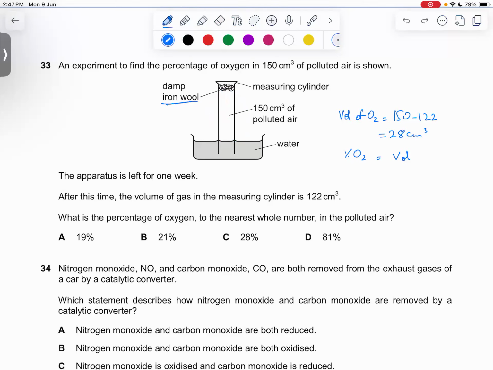So volume of O2 divided by volume of polluted air, multiplied by 100 gives percentage O2. So this should be 28 upon 150 multiply by 100. So what is 28 divided by 150 multiply by 100? I'm getting 18.67, but to the nearest whole number it should be equal to 19%. So the answer should be A.